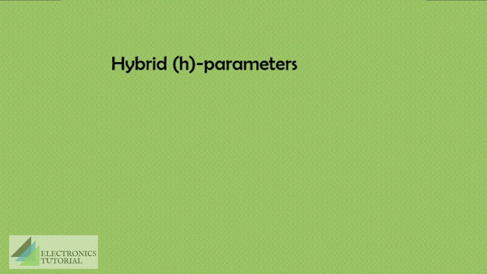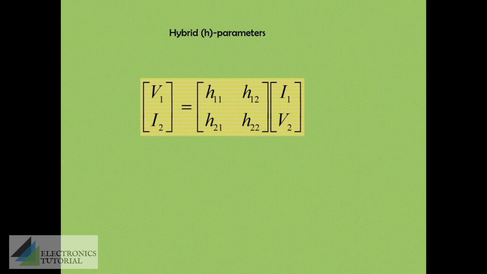H parameter got its name from the term hybrid parameter. The term hybrid refers to a mixed up effect. For all other parameters, we were considering voltage terms or current terms, or input side values and output side values. But here we are considering the terms in a two-port network in a mixed up manner.